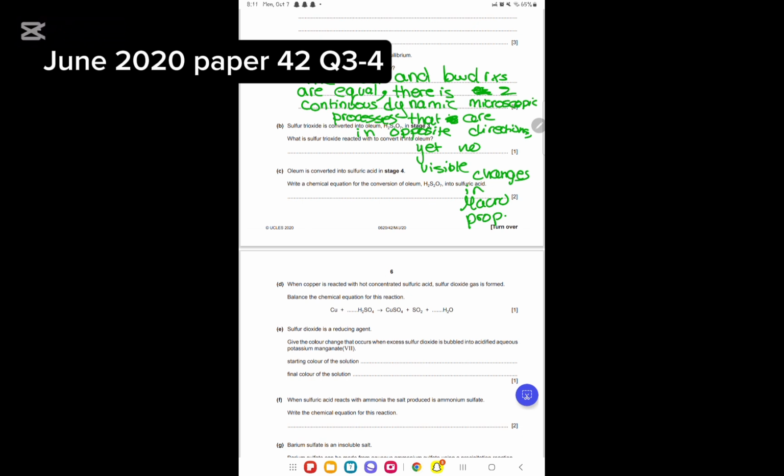Equilibrium is when the forward and backward reactions are equal, but at the same time there are two continuous dynamic microscopic processes happening in opposite directions, meaning that you have the forward reaction and the backward reaction happening at the same time. These are microscopic changes, yet there are no macroscopic changes. Macroscopic properties are properties that can be measured or seen.